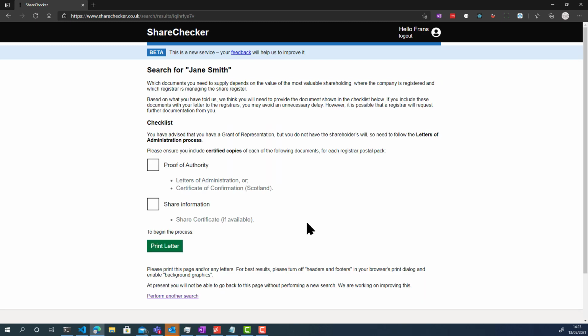As you can see, we have determined that based on the information you gave, that you will likely need what's called the letters of administration process, which means you need to include one of these two documents, and if you have it, the share certificate. It's okay if you don't, but if you do have it, you can include it. And then you can print the letter.